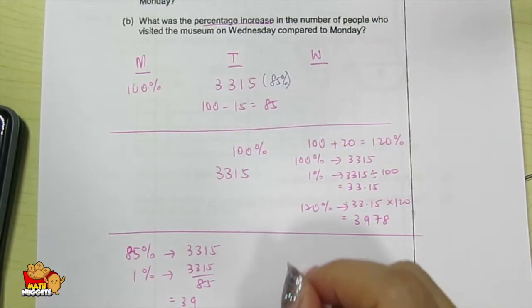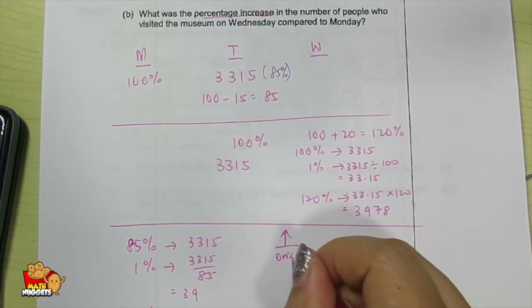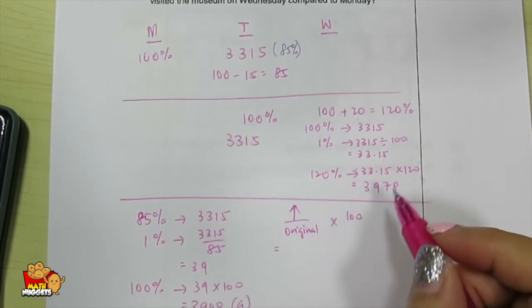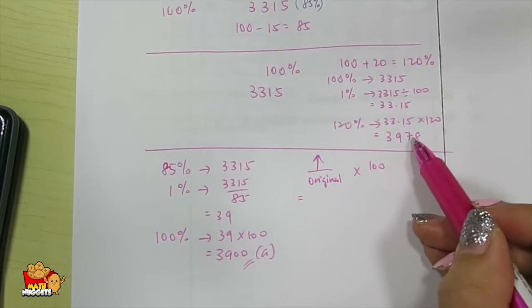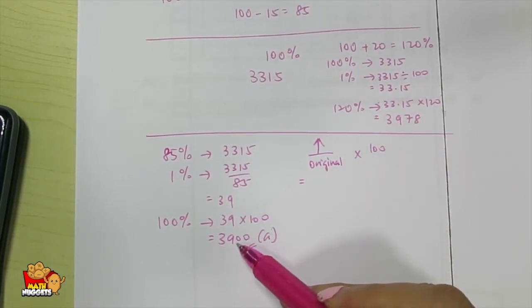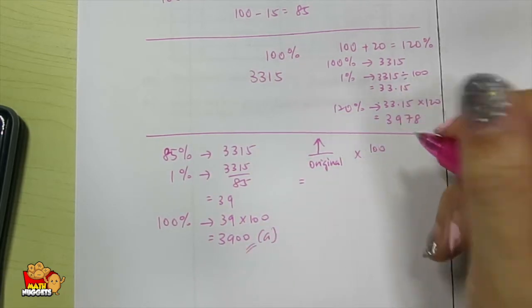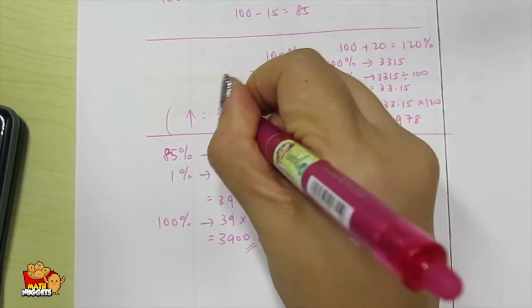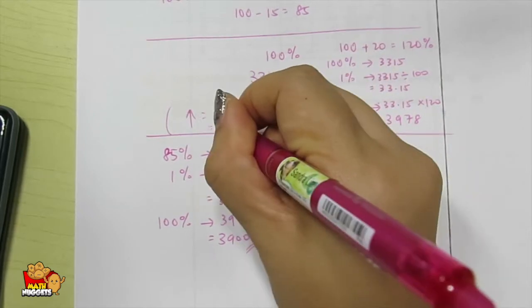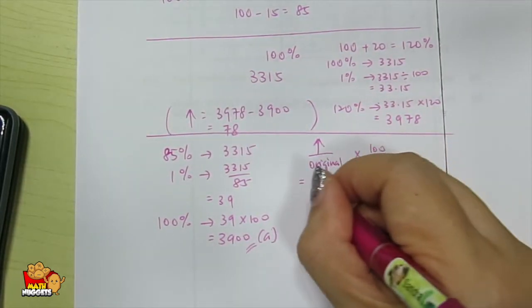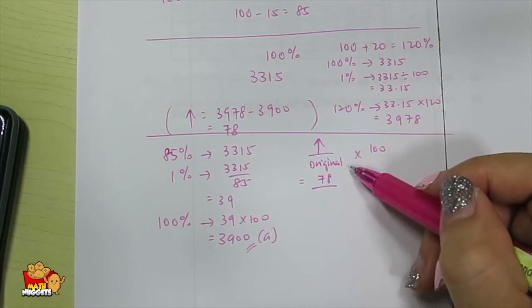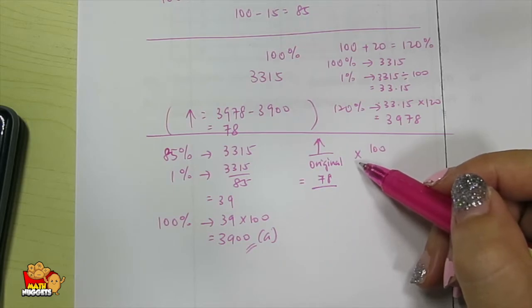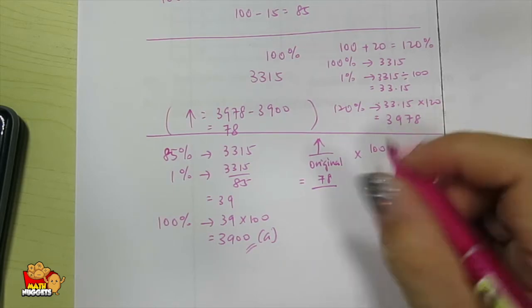Percentage increase would be increase out of original times 100. In this case, the increase is 3978 minus 3900, which is 78. So the increase is 78 out of the original. Now, what do I mean by original? We're comparing Monday and Wednesday. So the original one will be the one that happened first, which is Monday. So Monday's figure is 3900.